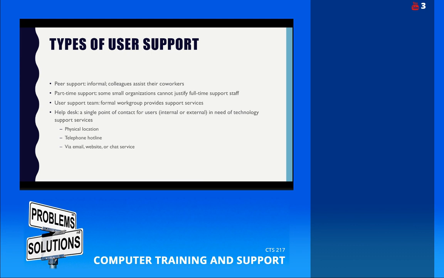Or you might not get enough tickets. You might not get enough support calls or support requests to really justify having full-time support. Either way, you know, there are reasons why businesses have part-time support needs. Another thing is a user support team. And this is a formal work group that provides support services.